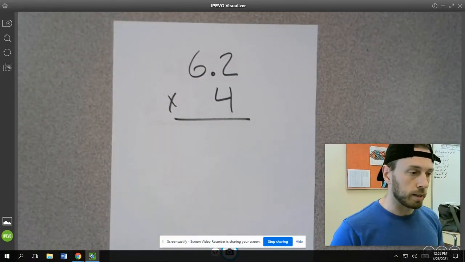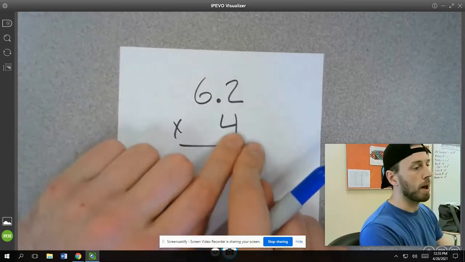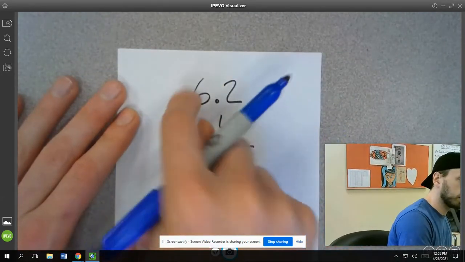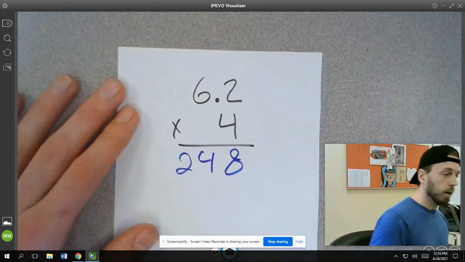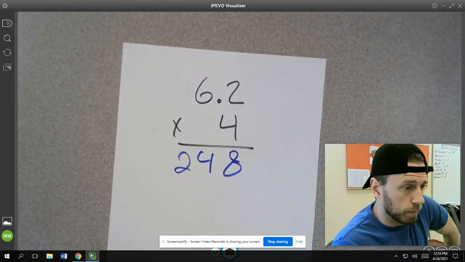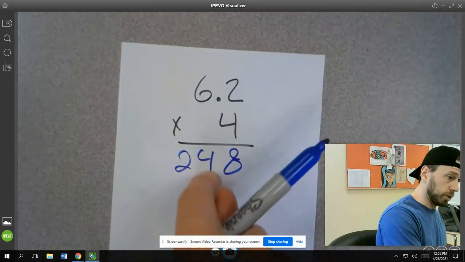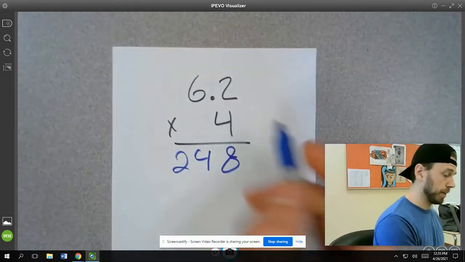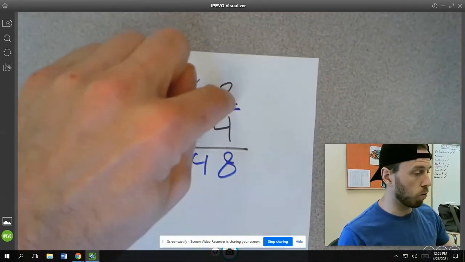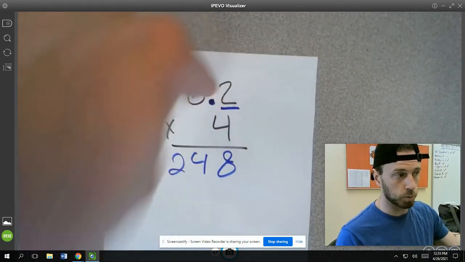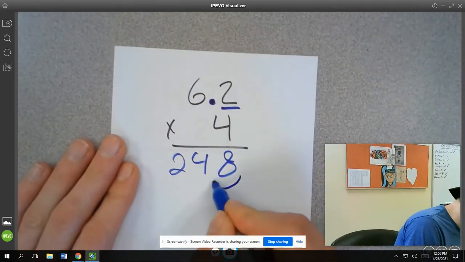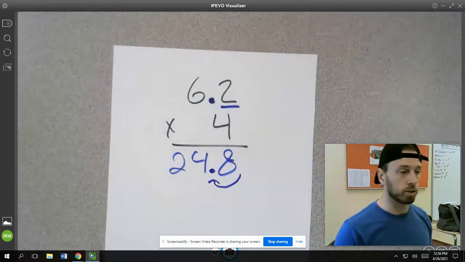Everything that we did yesterday applies to today. We just multiply the bottom number times everything up top. In this case, 4 times 2 is 8, and 4 times 6 is 24. But in these problems, we have a decimal. And that decimal gets placed in your answer based on how many places are behind the decimal in your problem. In this case, you have 1 decimal place. We call that a decimal place, the 2, in your problem. So that means you move it over 1 decimal place in your answer.